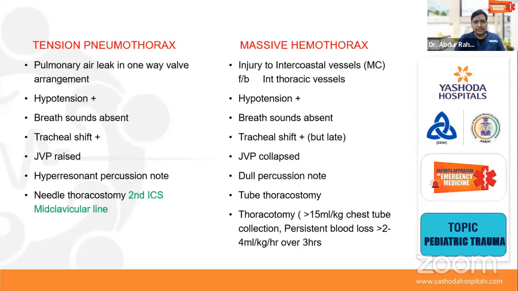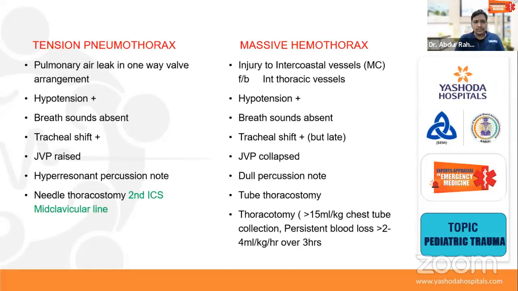This is the differentiation between tension pneumothorax versus massive hemothorax. This is very important. I already told you that in the primary survey itself, these life-threatening injuries should be identified and addressed. You should not proceed further without addressing these life-threatening injuries.